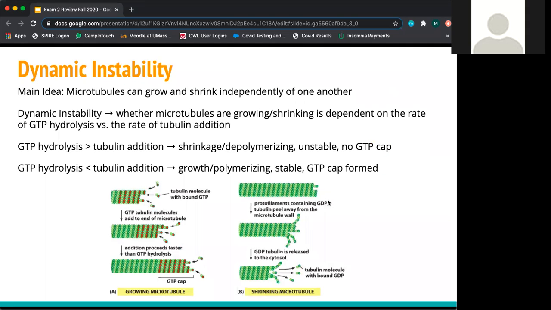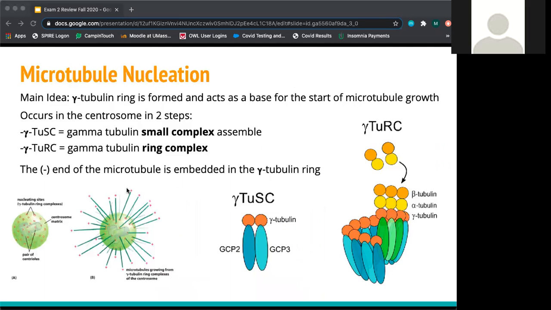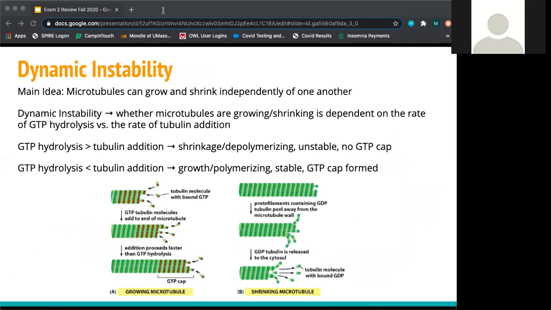Does it need the ring to form? Yes. It makes it easier for microtubules to form.